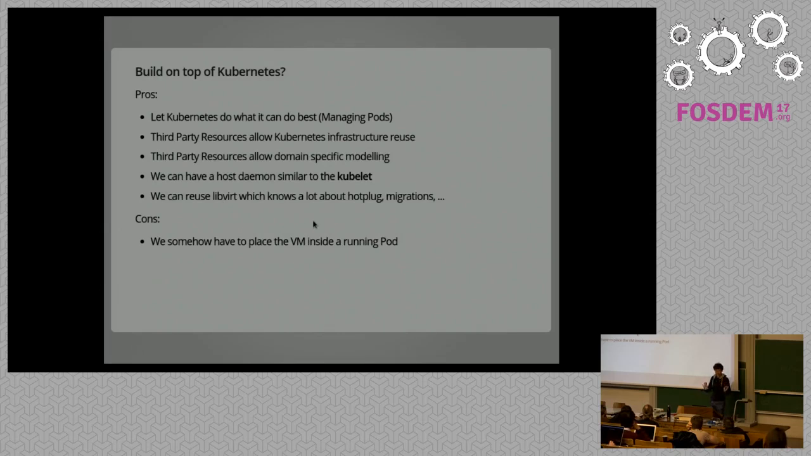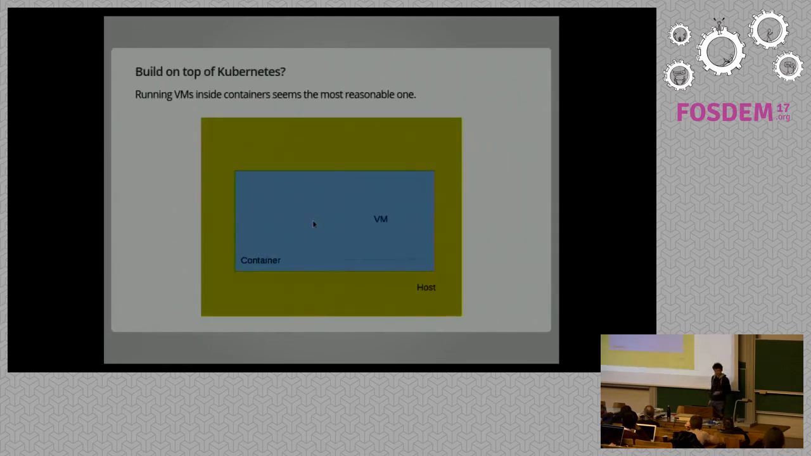So you let Kubernetes do what it can do best. You just let it start a pod, and when the pod is running, there's still no VM inside. Only when the pod is running, your host daemon for the VM is notified that there is now a pod and tries to start the VM. So you kind of have to bring it inside the pod.